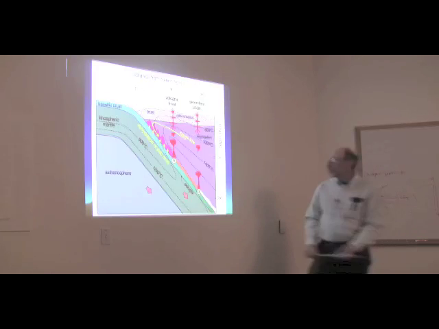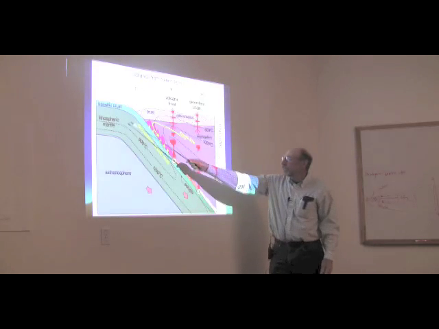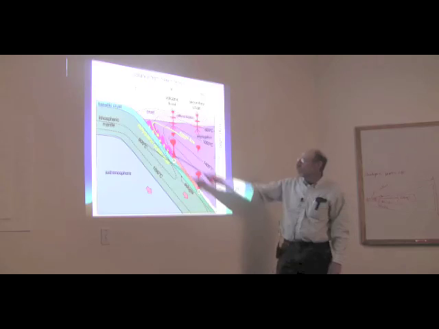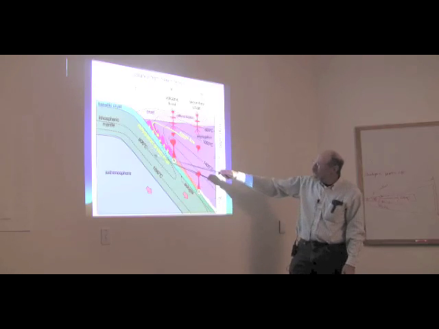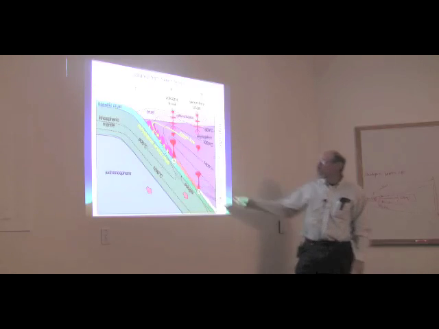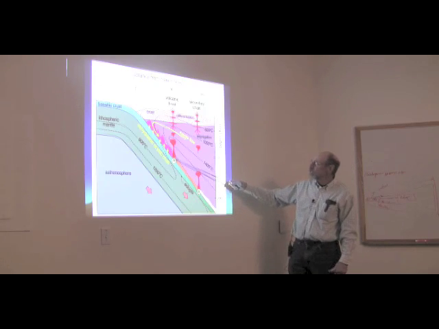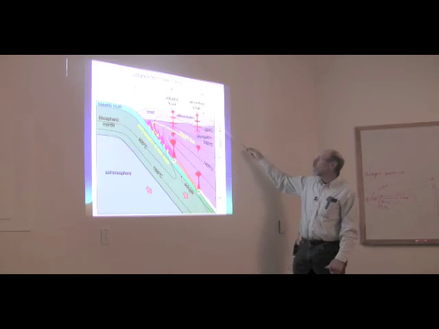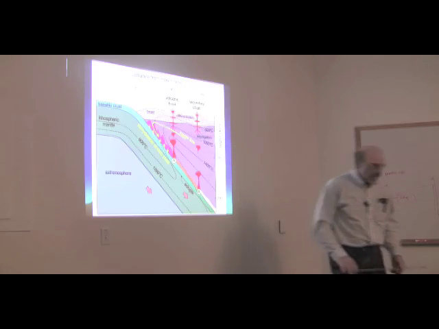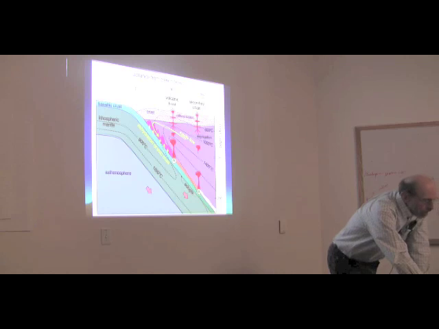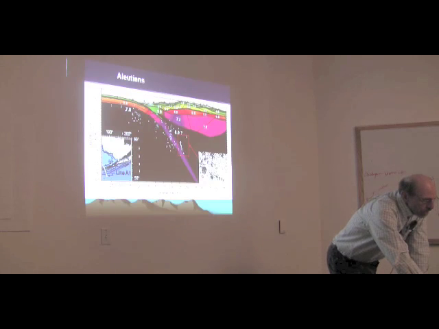Here's another cartoon, again showing the slab going down, drags down isotherms, so that's a very cold slab going down into the Earth, dehydrates, generates magma, that comes up to the surface to give you crust that could turn into continental crust.